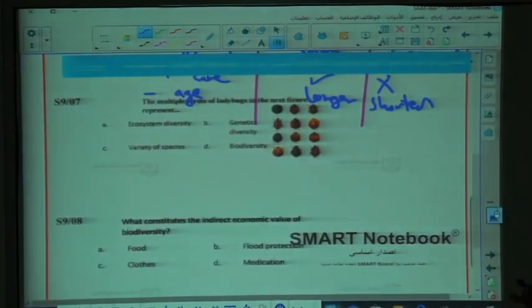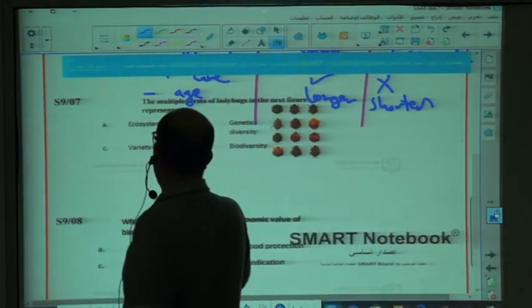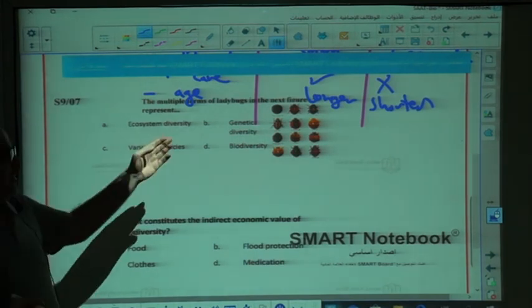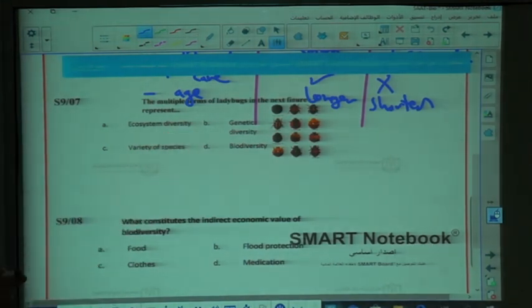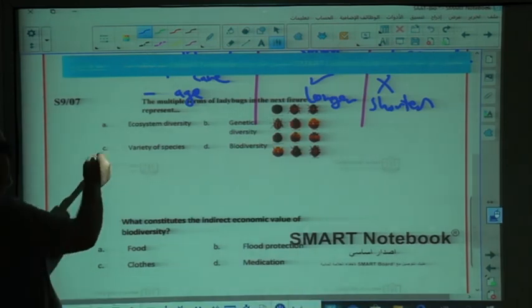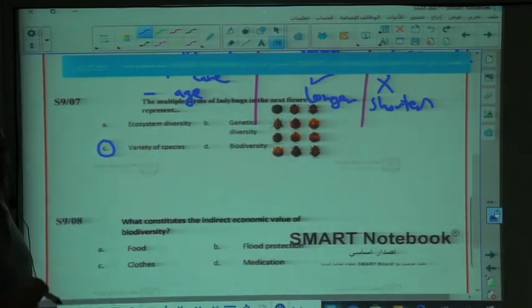The multiple forms, guys, what is written here? Forms of ladybugs. Yes, of ladybugs in the next figure represent what, guys? Genetic diversity, or biodiversity, variety of species? No, not genetics. Biodiversity. Yes, we have many individuals of the same type, meaning many species, guys.